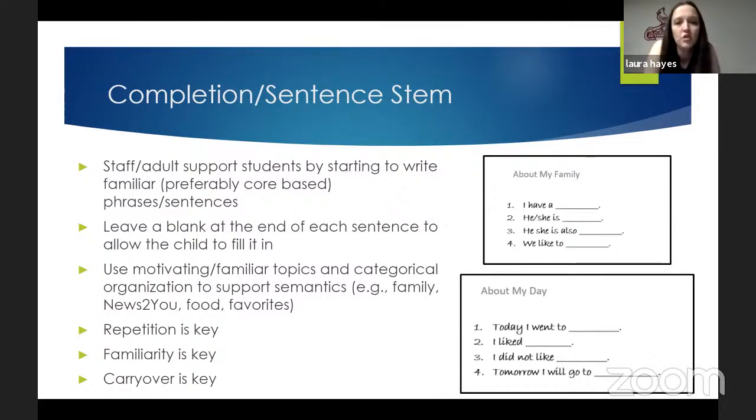or completion. So you start a sentence, preferably core-based language, and then you leave a blank at the end of the sentence. It can be repetitive, like our predictable writing strategy, or it can deviate a little bit. So these two examples deviate a little bit, but you still want that repetition and familiarity so that the student can carry it over. So you might do About My Day journaling every single day, so the student is getting that repetition. You still want to use motivating and familiar topics. So if your kiddos are using News to You, or they're doing memoir books about families, book reports, these are things you can utilize this strategy within.